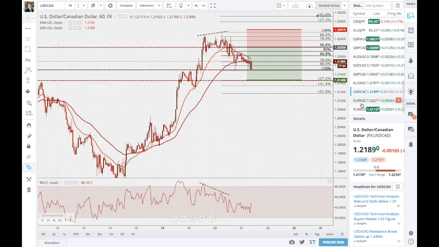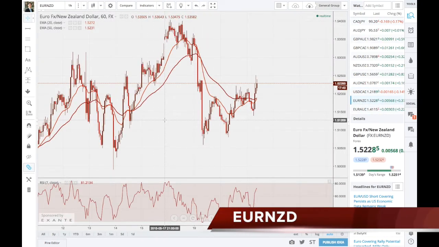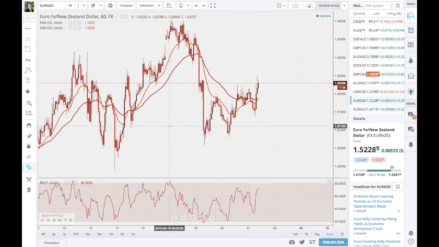The other setup that is very similar is the Euro New Zealand setup. Maybe I'll give you a few seconds, or if you want, you can pause the video and see if you can identify where the double top or double bottom is and how you want to play out the 618.